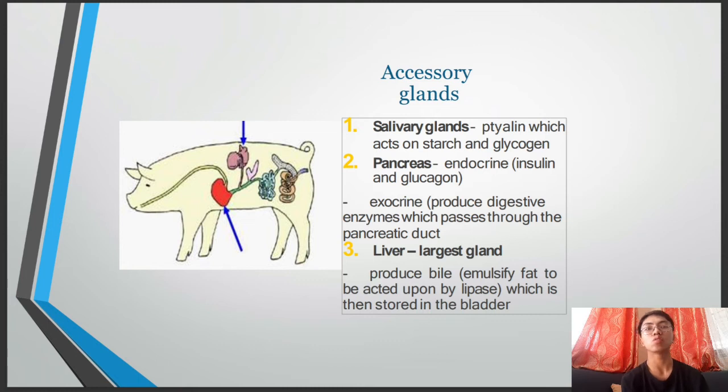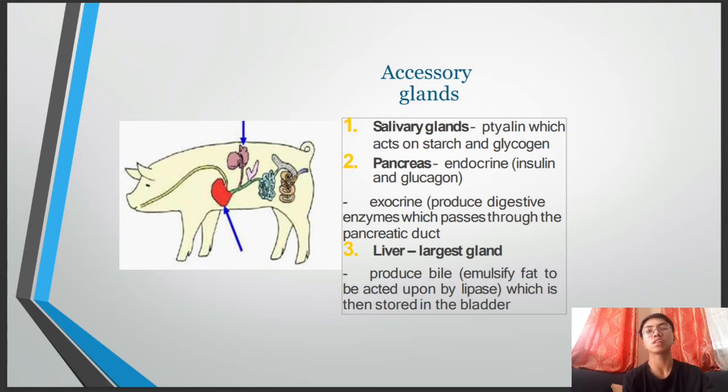Exocrine produces digestive enzymes which pass through the pancreatic duct. The endocrine production of insulin and other hormones. Third is liver, the largest gland. It produces bile, which is stored in the gallbladder.